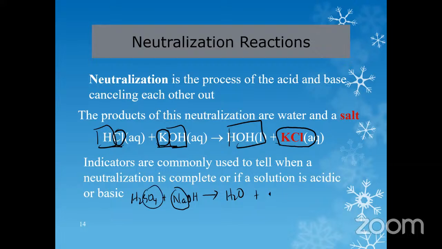When that happens, the formula becomes Na2SO4, right? So therefore, once you determine that, the only thing you need to do is to balance this equation, which means that you're going to need a 2 here and a 2 there, and that's it, all right? So that's how you can figure out what the salt is, based on the formulas for the acid and base.